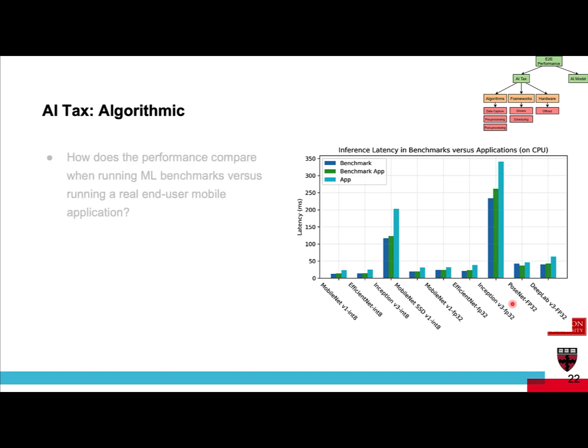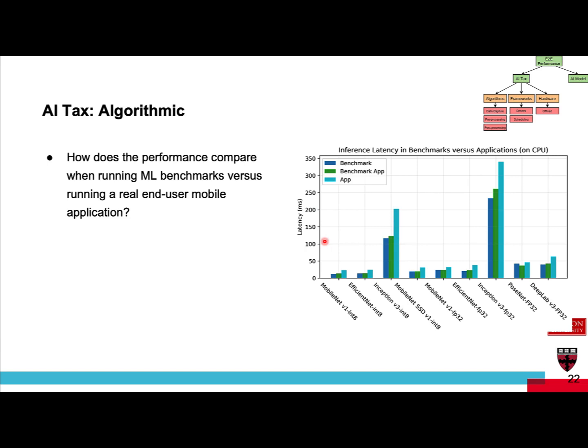The first thing we want to ask is how performance compares when we're running ML benchmarks versus running a real end-user mobile application. You will notice across all of these benchmarks and across all of these apps, there's a delta. This delta is consistent in the sense that the app is always taking longer to execute than the benchmark models themselves. There are many reasons for this.